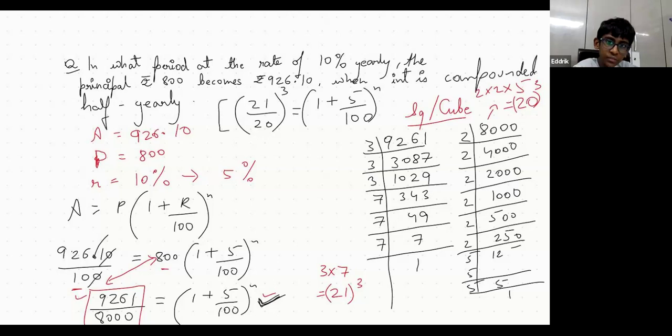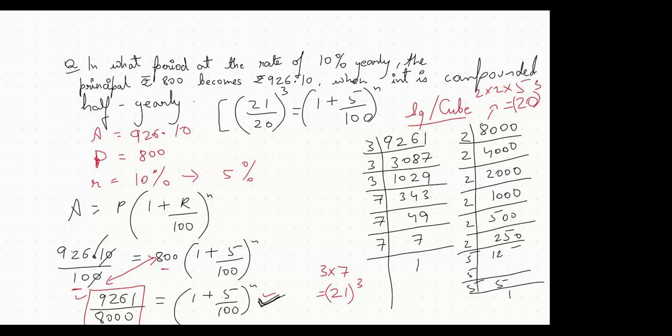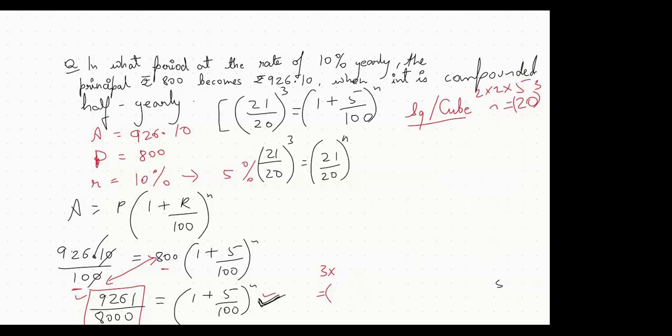Okay. And then you have to solve this step. So on the right side it becomes 1 plus 5 by 100 raised to the power m. Take LCM, solve it. It becomes like this: 21 by 20 cube equals 21 by 20 raised to the power n. So now here, the right and left sides are becoming equal, 21 by 20 on both sides.